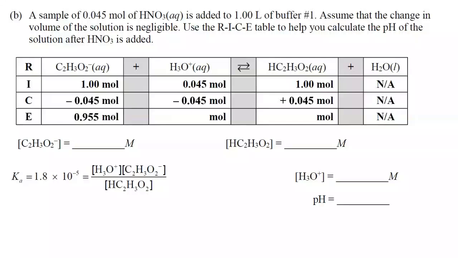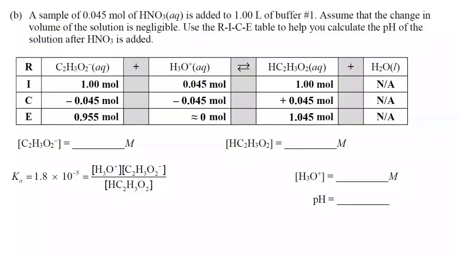Our number of moles of the hydronium ion has essentially decreased to 0. It's a very small number. And for the acetic acid, it's going to be 1 plus 0.045, so 1.045. Since we can assume that the change in the volume of the solution is negligible, we still have 1 liter of this buffer solution. So the number of moles is the same as the concentration, moles per liter.